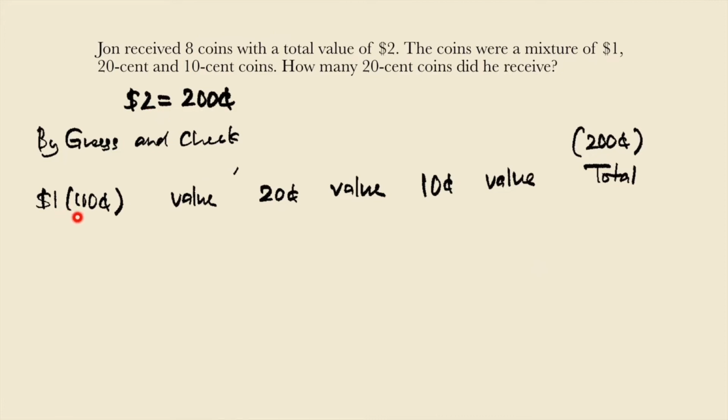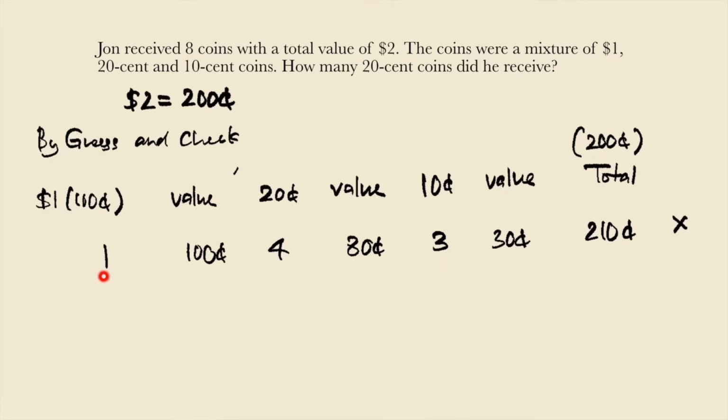And instead of $1, I'm going to use 100 cents. Now, I need 8 coins, yeah? So let's start. So it's a bit tricky. I'm going to start with one $1 coin. That's 100 cents worth of value. Okay, now I have to have a total of 8. So I've got 7 to play with, right?